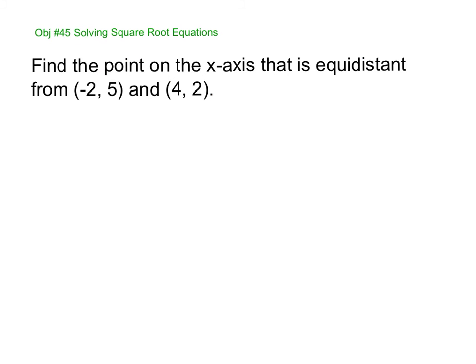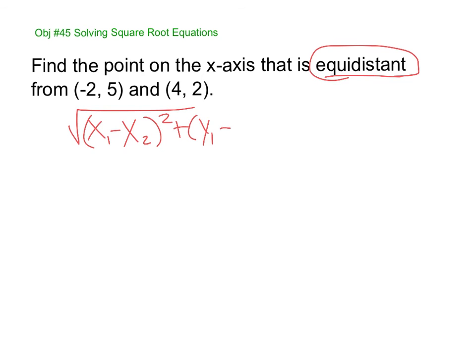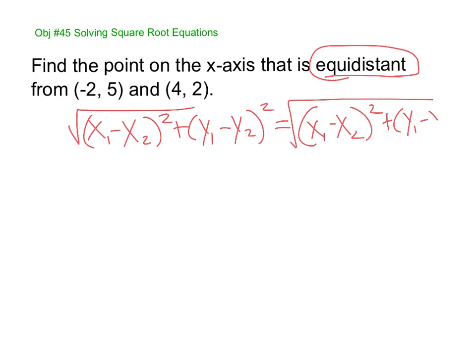All right, find the point on the x-axis that is equidistant from -2, 5, and 4, 2. Again, equidistant, that's a distance formula, right? So equal distance. So what we're going to do here is set the square root of x1 minus x2 squared plus y1 minus y2 squared equal to the square root of x1 minus x2 squared plus y1 minus y2 squared. So we're going to set those equal.